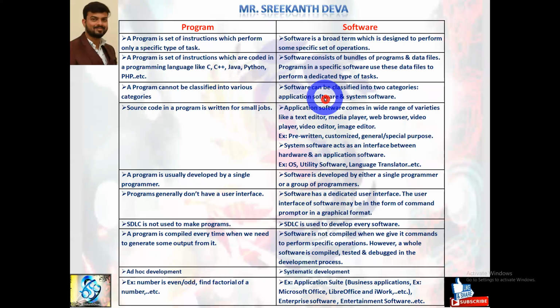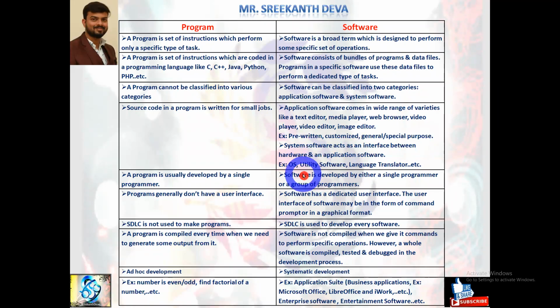software product. Coming to a program, source code is written for small jobs or particular functionalities that need to be satisfied. Here source code is nothing but user understandable code, or high level instructions written in one file. We may call it source code. But coming to software, several application softwares are there, and system related softwares are there. System related software acts as an interface between hardware and end users, for example operating systems, utility softwares, language translators.